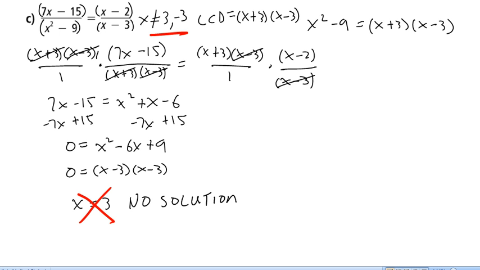No value of x will make this equation true. And notice that if you didn't look up at the non-permissibles, you'd still find out that it's not going to work by trying to plug x in. If I were to go 7 times 3 minus 15 all over 3 squared minus 9, already we can see that that's going to be 0, which means things aren't going to work, and 3 won't be a solution then.